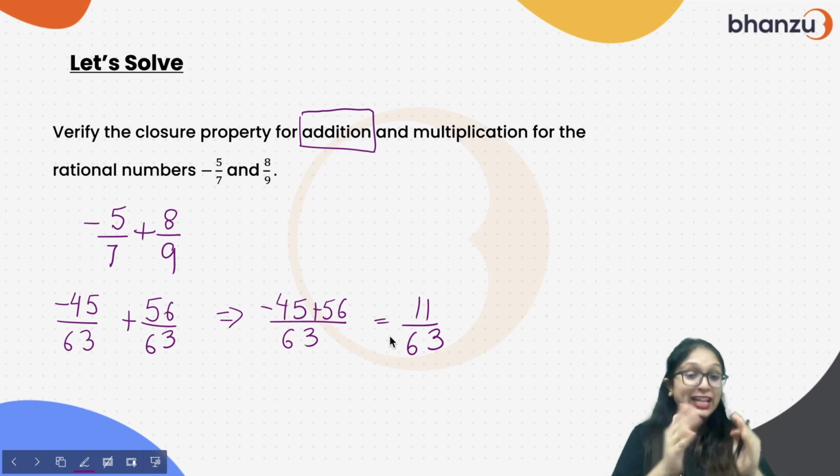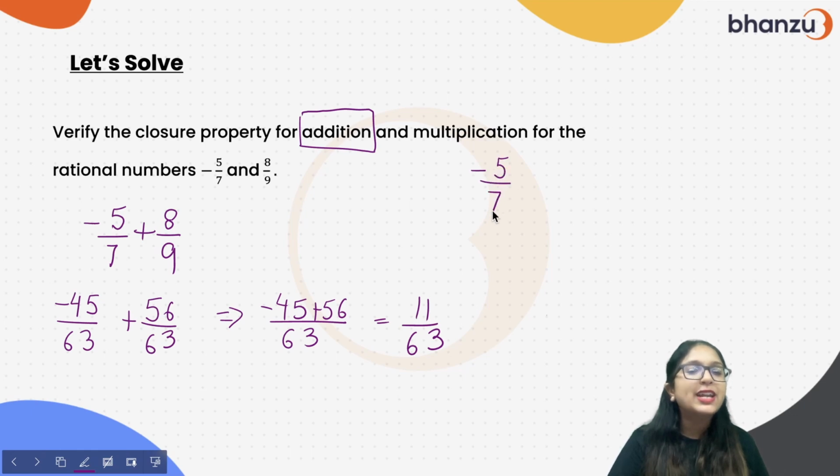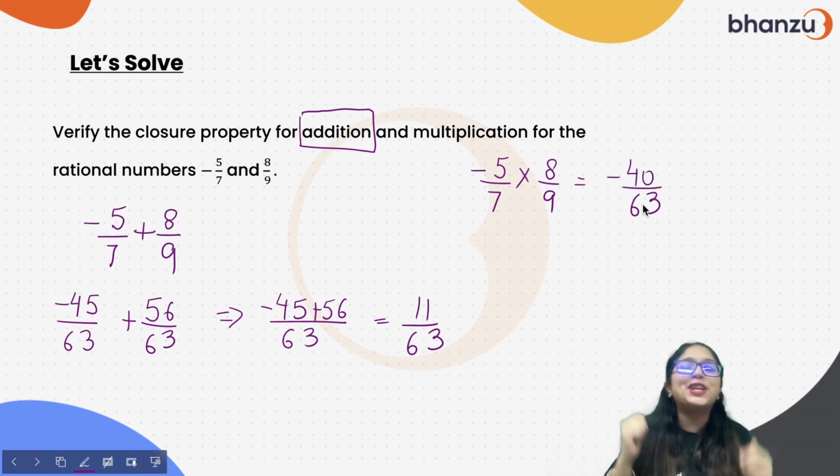We have seen that we get a rational number. Now quickly check the multiplication. Minus 5 over 7 multiplied by 8 over 9. So 8 into 5 is 40, minus 40 over 63, which is again a rational number.